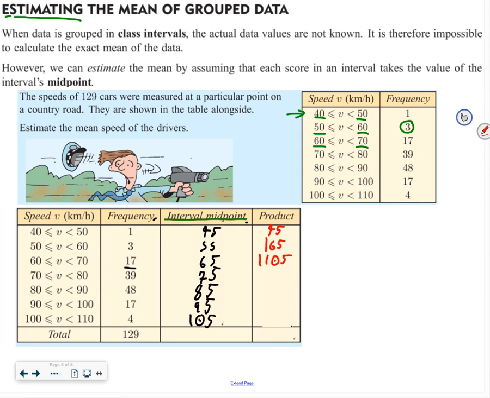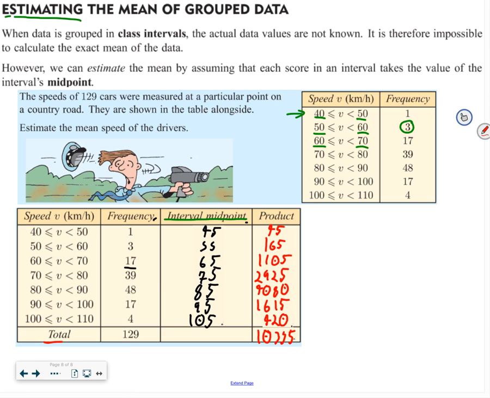75 times 39 is 2,925. 85 times 48 is 4,080. 95 times 17 is 1,615. And 105 times 4 is 420. If I add those up and I find the total of all those products, I get 10,335. Okay, so that is my total.